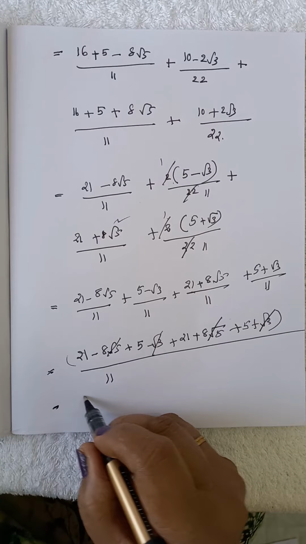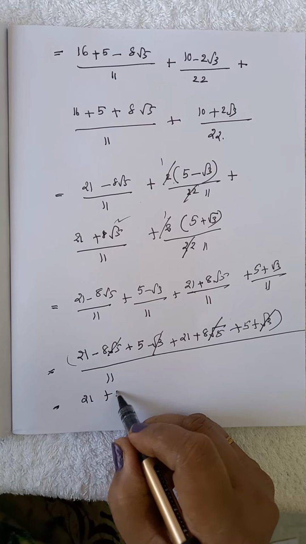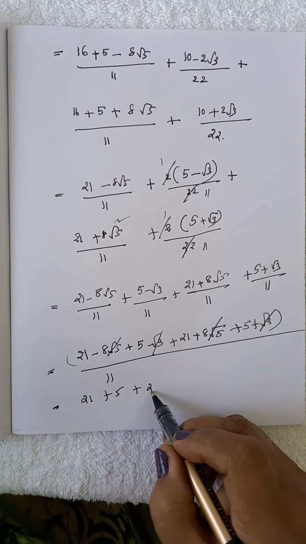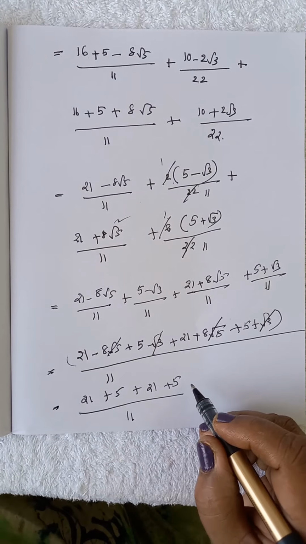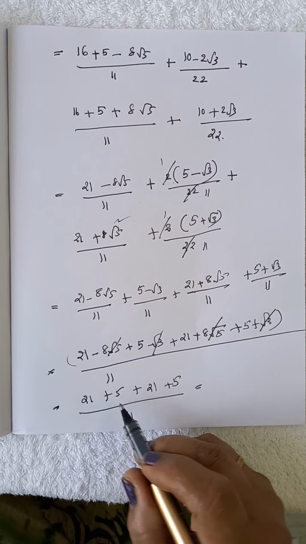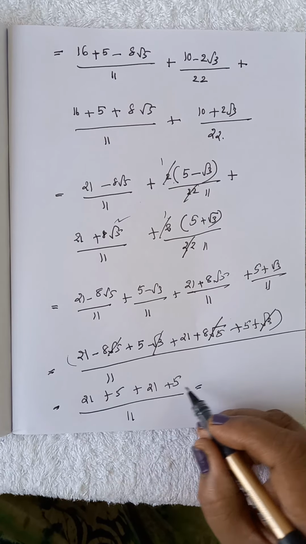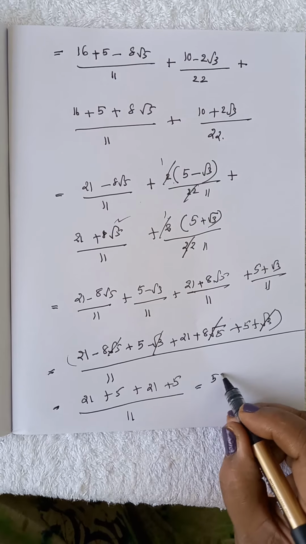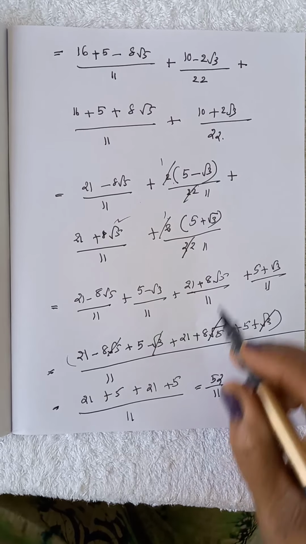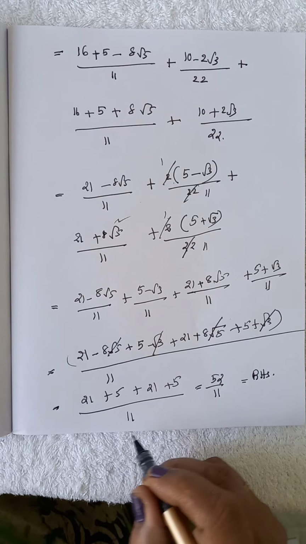21 plus 5 plus 21 plus 5 divided by 11. That is equal to 21 plus 5, that is 26. Here also 21 plus 5, 26. 26 plus 26 is 52 divided by 11. That is the same as the right hand side. So we can write hence proved.